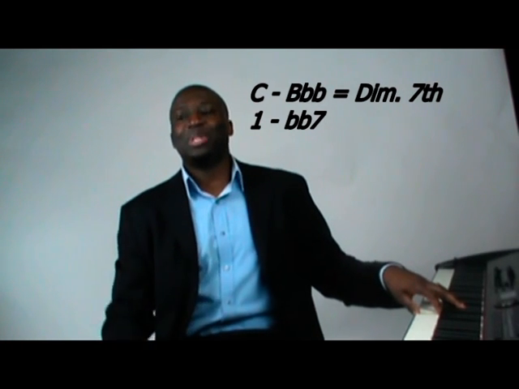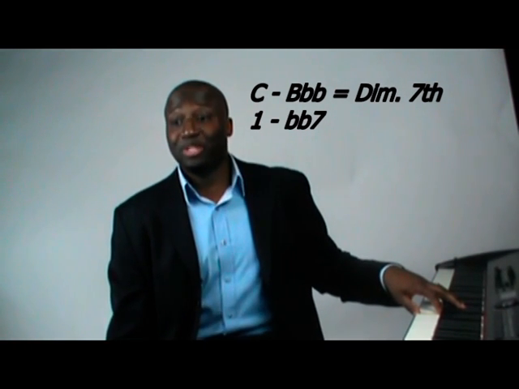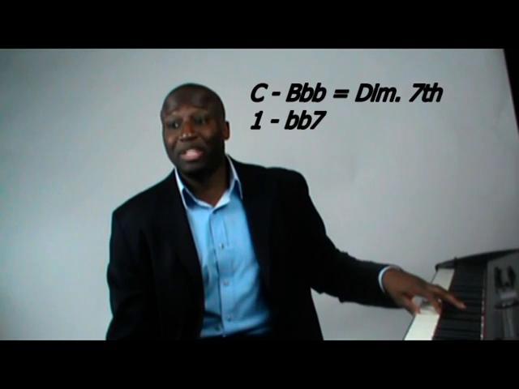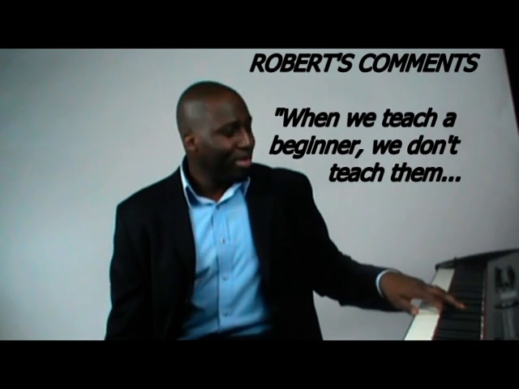Ah, that's what I was trying to get to. And he goes, there's a symbol for that, or better known as A. I'm like, thank you. Why do we complicate? When we teach a beginner, we don't teach them B double flat, B, C, D, E, F, G. We teach them A, B, C, D, E, F, G.